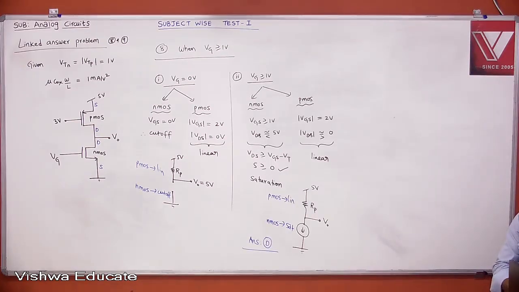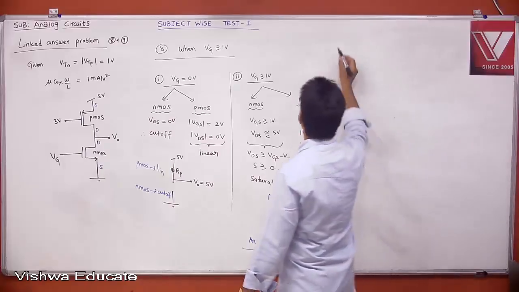See, for MOSFET problems, if you know the regions of the transistor, then only you can equate your current equations and all those things. Therefore, knowing the regions of transistors is compulsory to solve MOSFET problems. Now, write down problem number 9. Estimate the output voltage V0 when VG is equal to 1.5 volt.